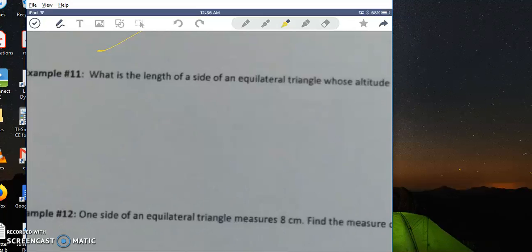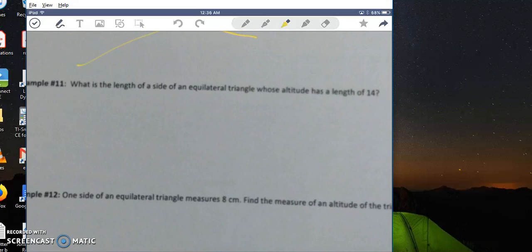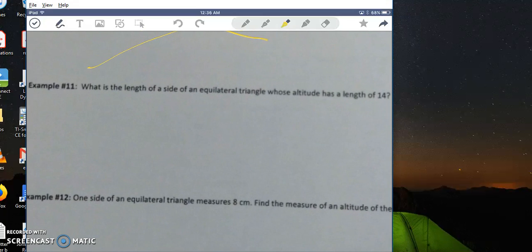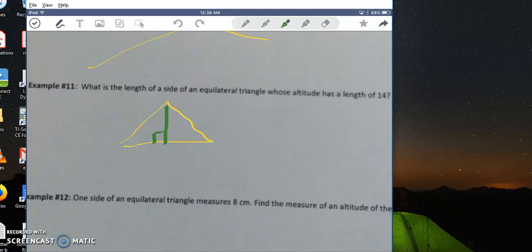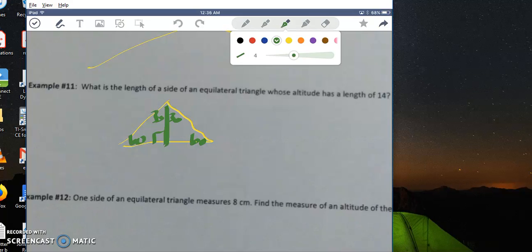But let's take a look at 11. We have an equilateral triangle whose altitude and length is 14. So this is my attempt of an equilateral triangle. The altitude, remember, creates a 90-degree angle. Okay? So if we have created a 90-degree angle, remember, this is going to be 60, this is going to be 60, and we've divided this up into a 30 and a 30. Okay, so we have a 30, 60, 90 triangle.